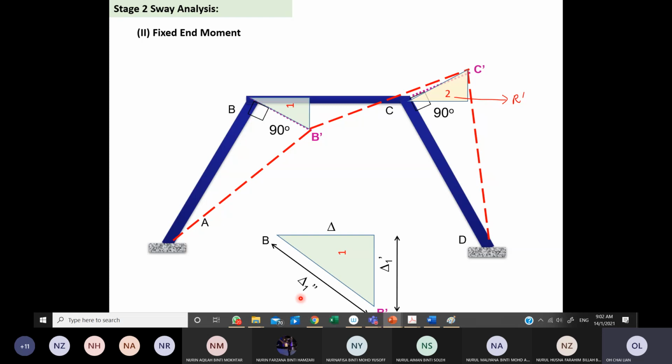And delta double prime for the hypotenuse. This is just giving names to these dimensions. We address it as number 1 because it is triangle number 1. So I give you 2 minutes to draw triangle number 2.